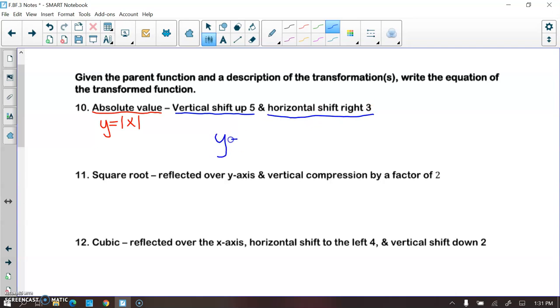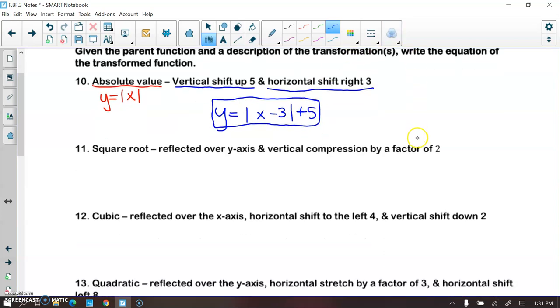So I would have y is equal to the absolute value of x, and a shift to the right would be a -3. And then a shift up would be a +5 on the outside. This is your correct equation that represents the transformation.